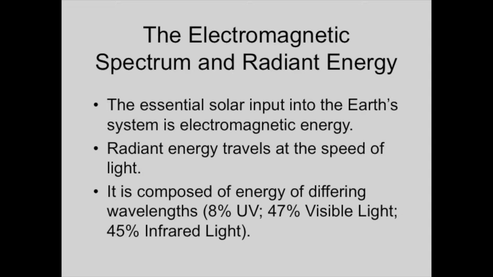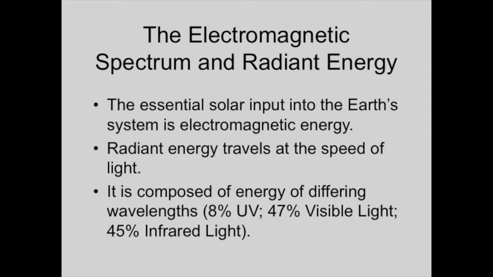Now it's composed, as I said already, of differing wavelengths. The sun emits radiant energy composed of a variety of these, 8% of which is ultraviolet light, X-rays, gamma rays. 47% is the all-important visible light, and 45% is infrared heat energy.